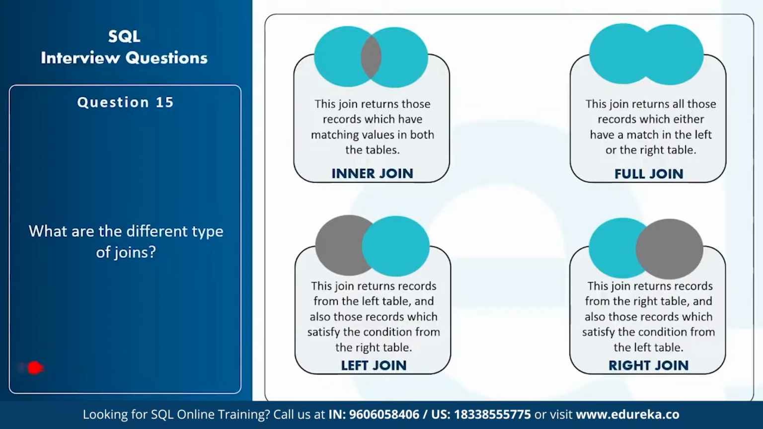Similarly, the right join is just the vice versa. The right join returns the records from the right table and also those records which satisfy the condition from the left table. Whenever you apply the right join to table A and table B, and consider that table B is the right table, you'll get all those records from table B and also matching records from table A which satisfy the condition. So these are the various types of joins that you need to talk about, guys.